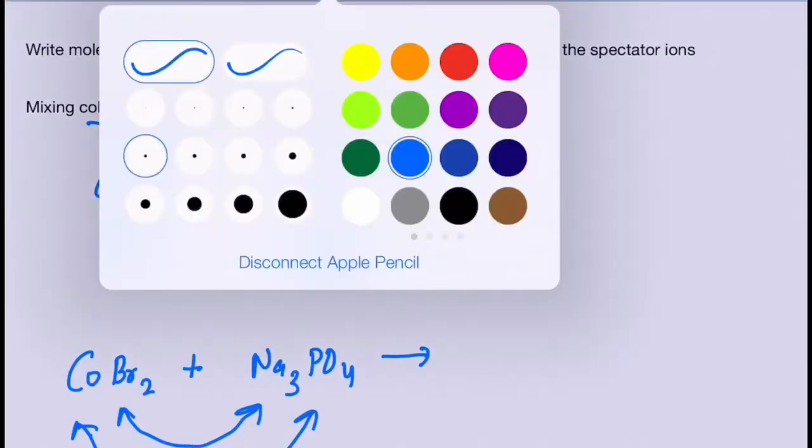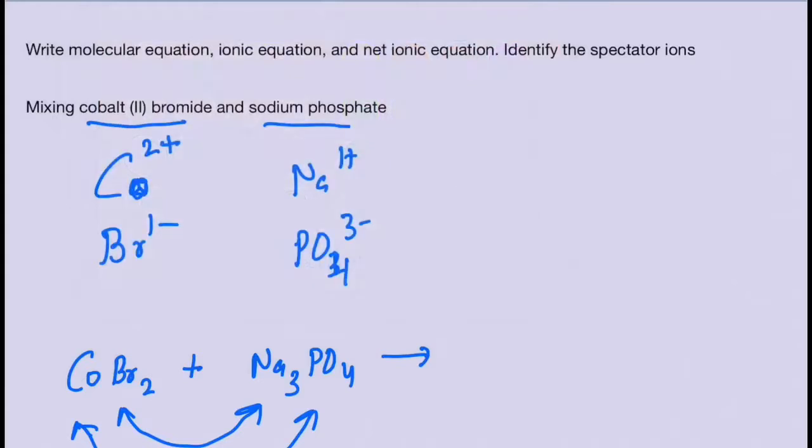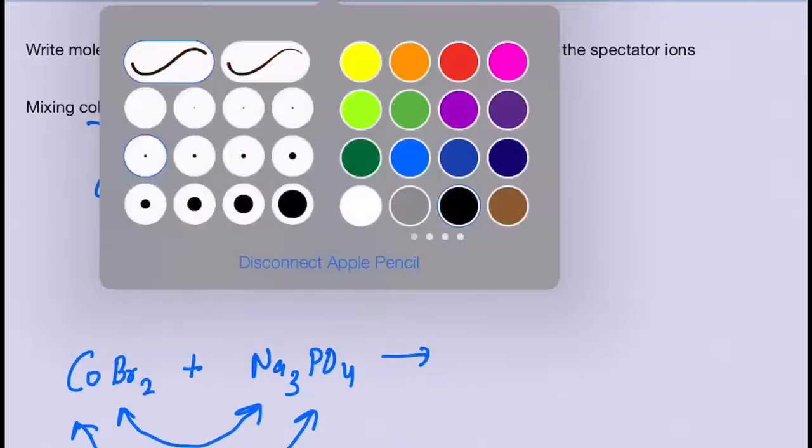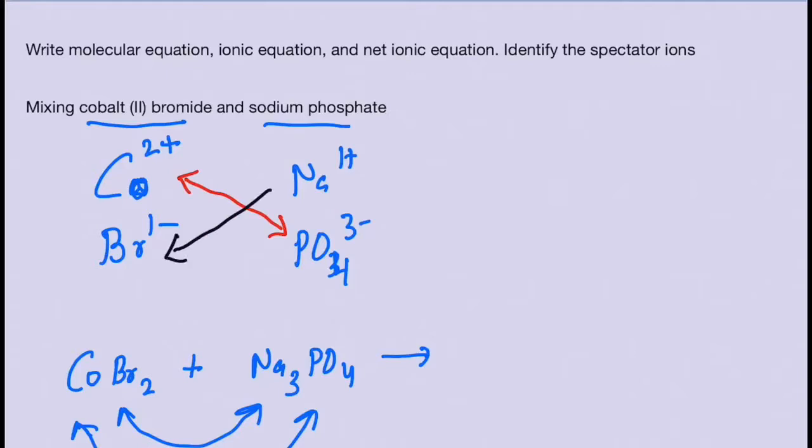You can always go back and double check with the ions that you have broken down at the top here. Co2+, the only other possible anion it can combine with is PO4 3-. Obviously, it's not going to combine with Br- because that was already in the reactants. And for Na+, the only other ion it can combine with is Br-. So that's how you predict the products if you don't want to use the inside-outside rule.